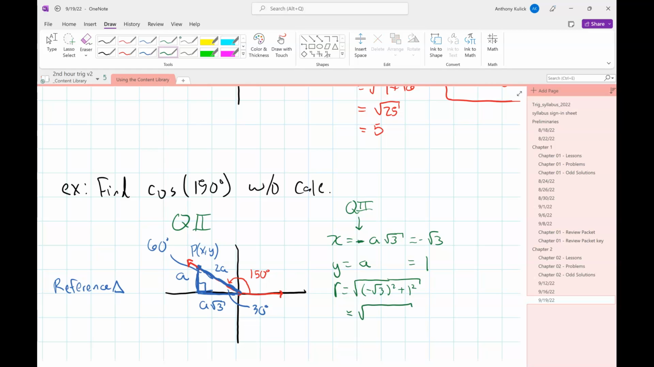What's negative square root 3 squared come out to be? Quick in your heads. Negative square root of 3 squared. Just 3, right? The negatives cancel out when you square them, and the square cancels the square root. Everybody agree with me? 1 squared, real quick. 1. So R here is 2.